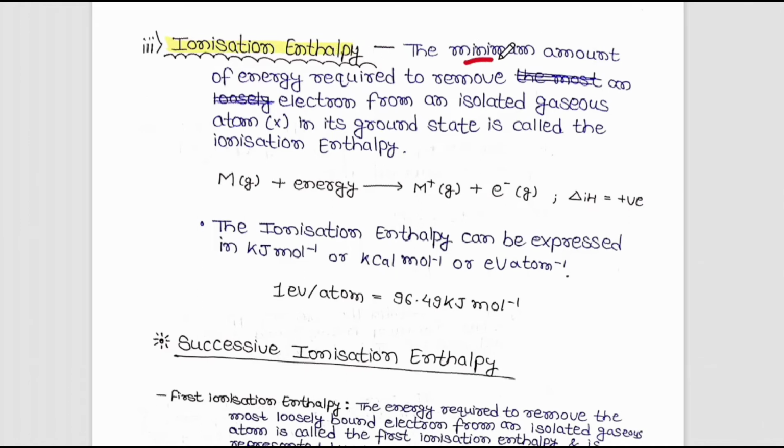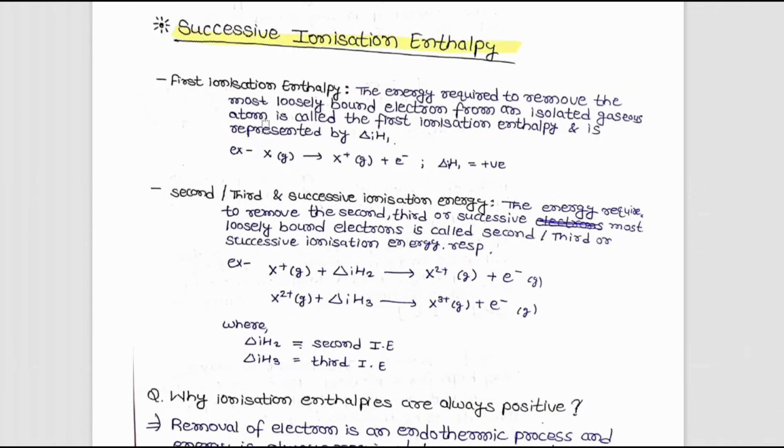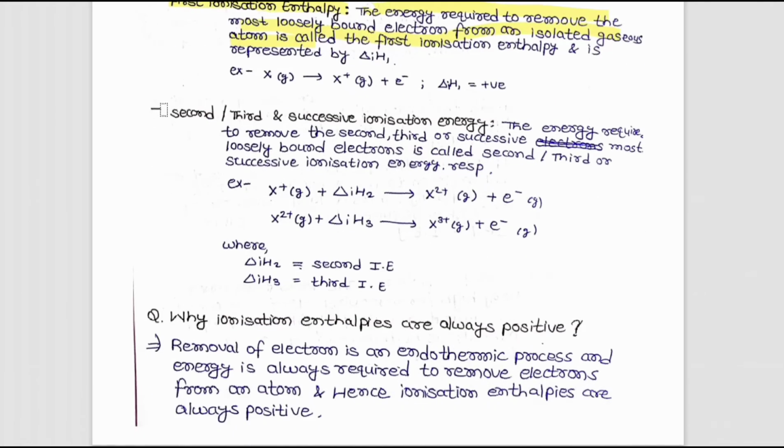Ionization enthalpy is the minimum amount of energy required to remove an electron from an isolated gaseous atom in its ground state. Now let us come to successive ionization enthalpy. In successive ionization enthalpy, the first ionization enthalpy is the energy required to remove the most loosely bound electron from an isolated gaseous atom. And the second, third or successive ionization enthalpy is the energy required to remove the second electron, third electron, or the successive loosely bound electron from the isolated gaseous atom.